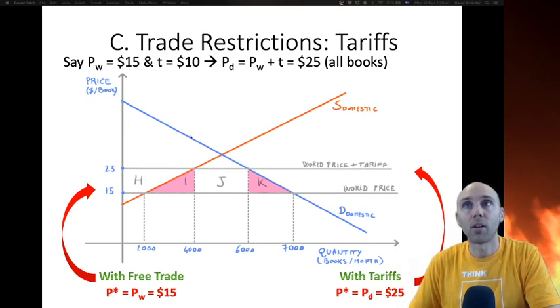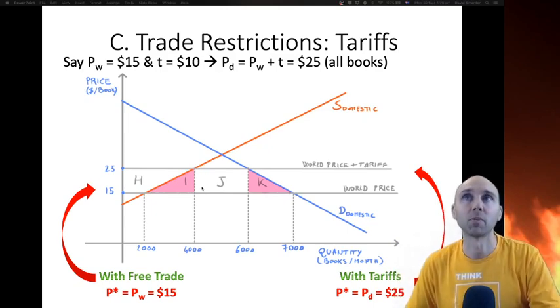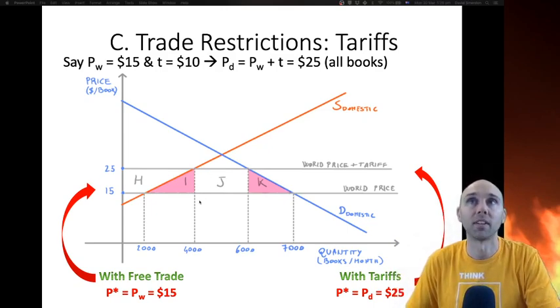Well, the triangle now comes down to the start of the K and goes across. That's the consumer surplus. The producer surplus is this area here. So we've got the I, J, and K that are missing from before with free trade. But the J actually represents the income that goes to the government from the tariffs, because remember, the government is imposing $10 per tariff, so that's the height of the rectangle.